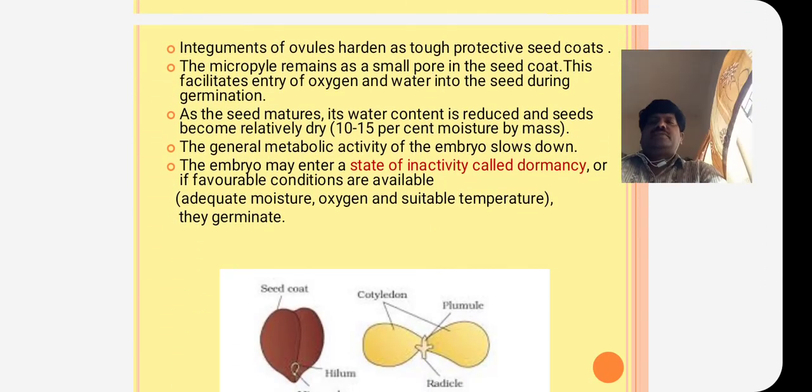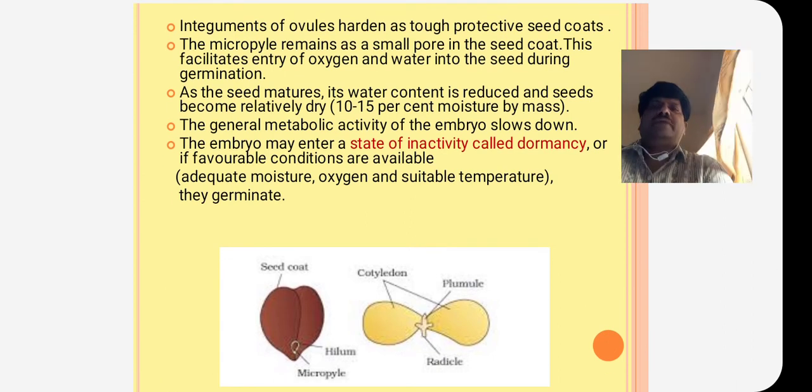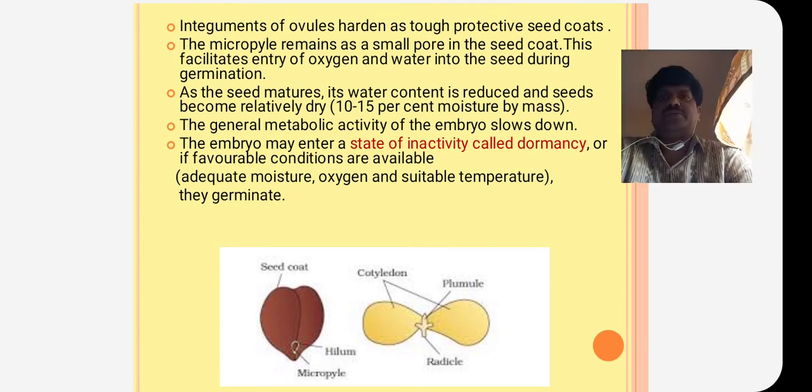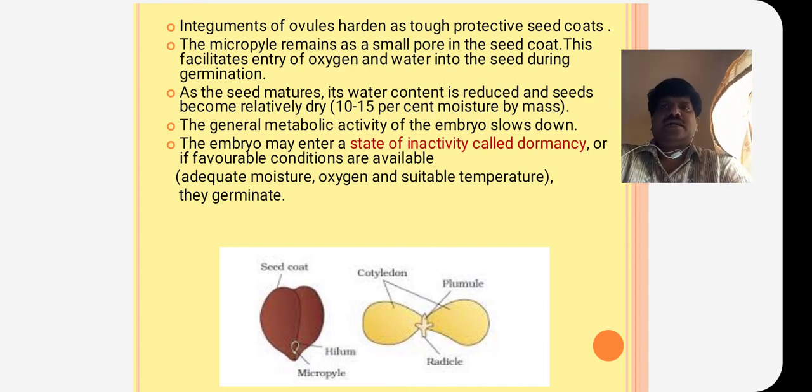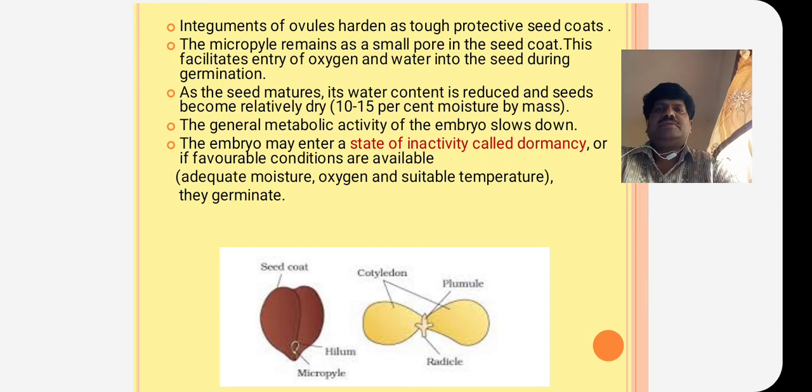Then you all know the ovule is covered by integuments, outer integument and inner integument. In the seeds, the integuments become hardened and form the protective seed coat, and the small pore that you can find in the seed is the impression of the micropyle. This micropyle facilitates the entry of oxygen, and that generally helps during germination.